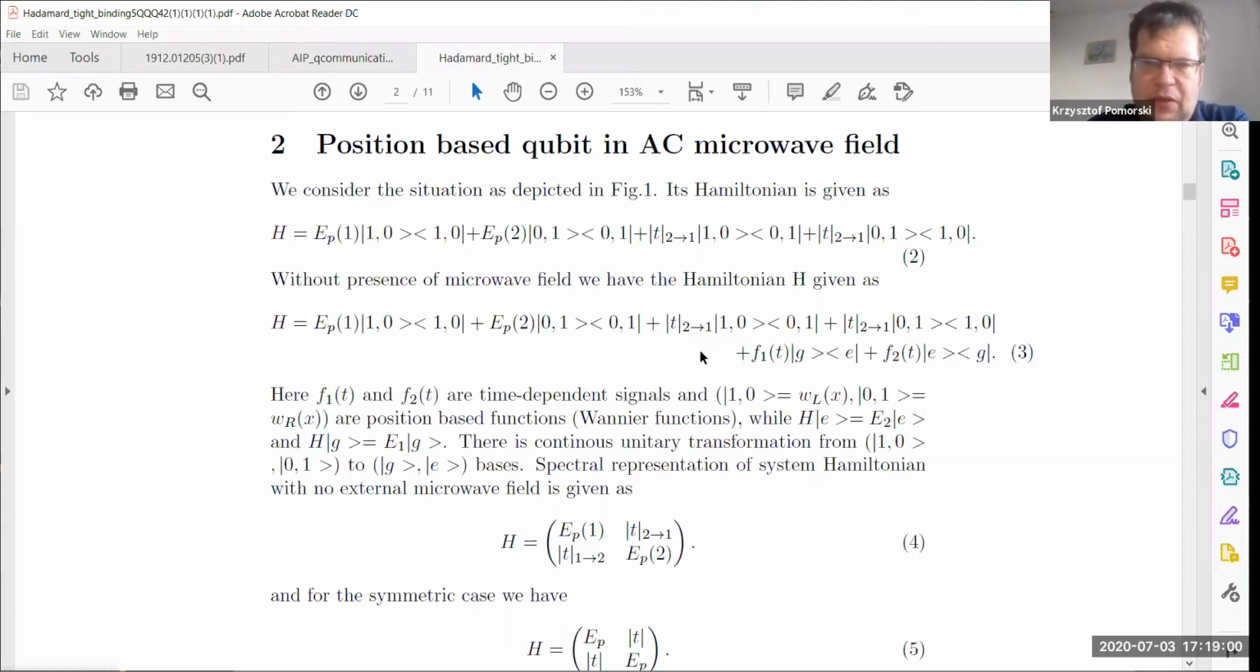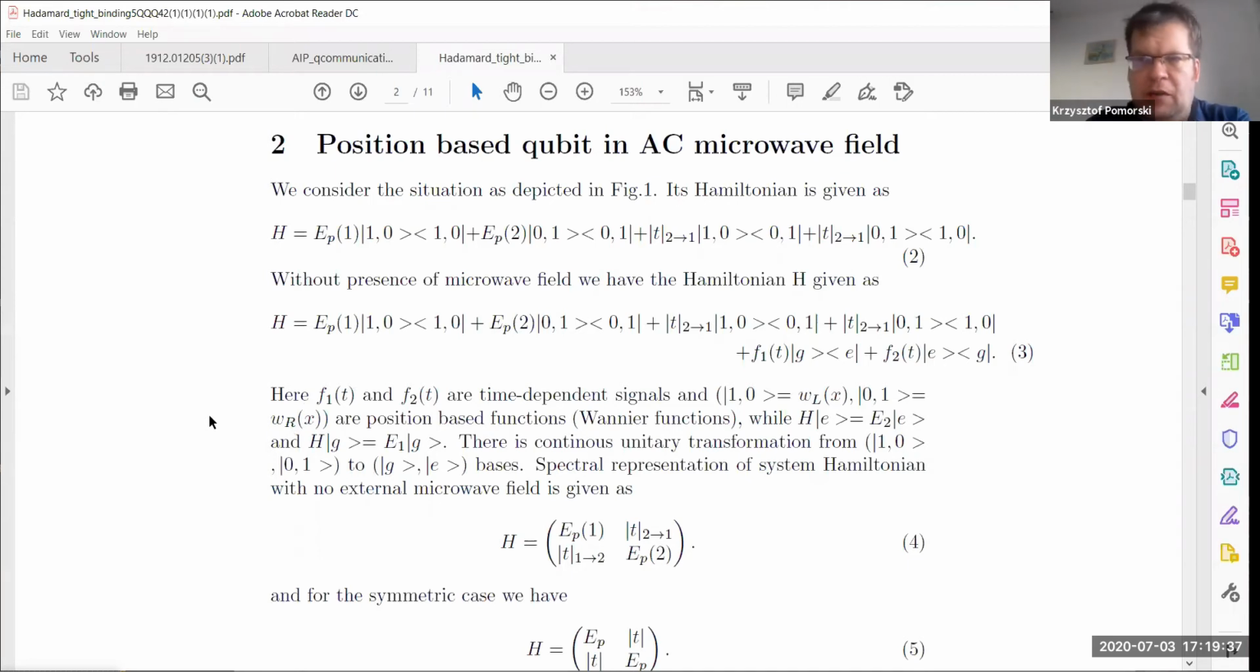So we need to have everything in a uniform representation. So this projector, there is a basic state in position representation that is referring to the Wannier function. The Wannier function is a maximally localized wave function, and on the left side it is denoted by this notation, and on the right side by W_R.